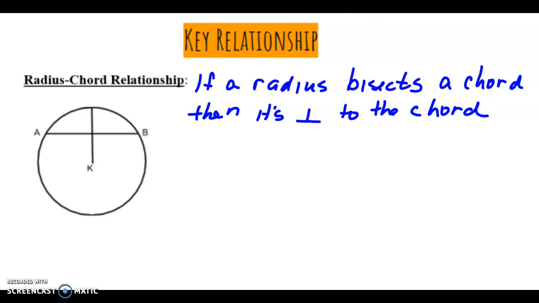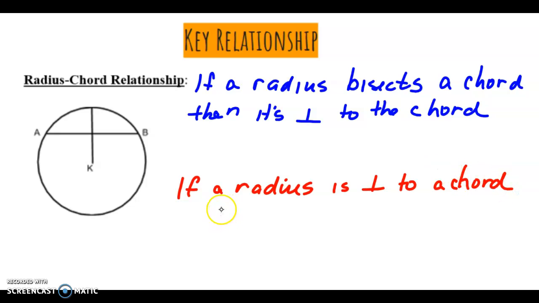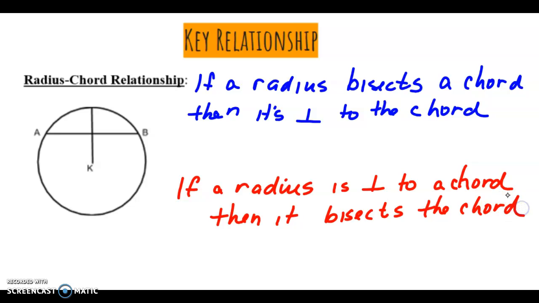All right, and the other thing I want you to know is just the backwards of that. So if a radius is perpendicular to a chord, then it bisects the chord. Okay, so those are the two big ideas for the day.